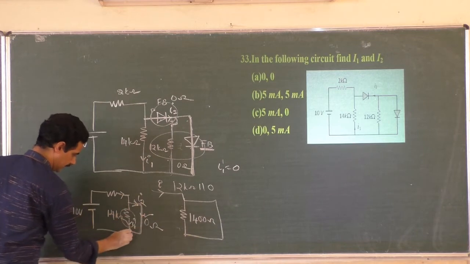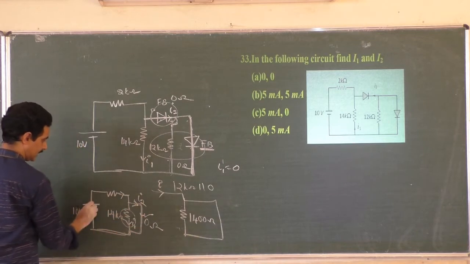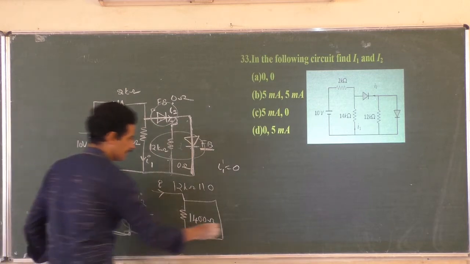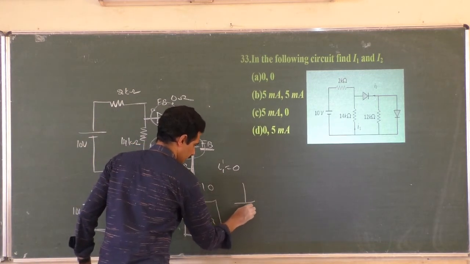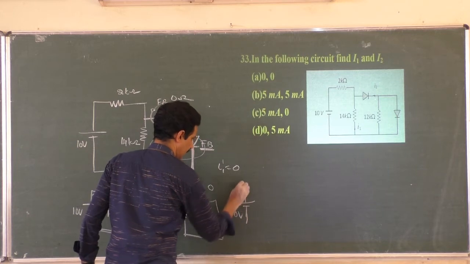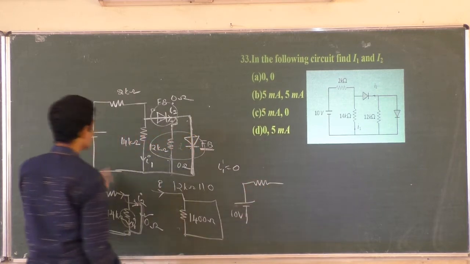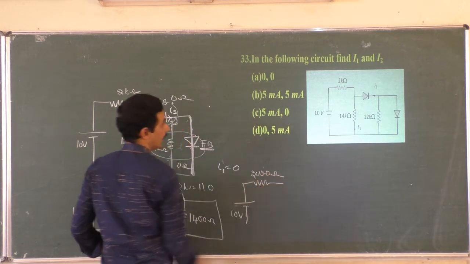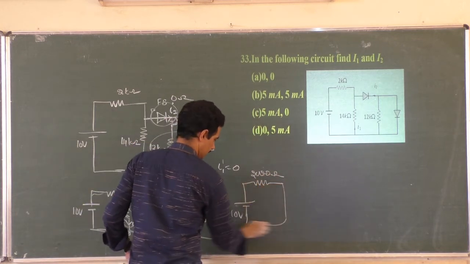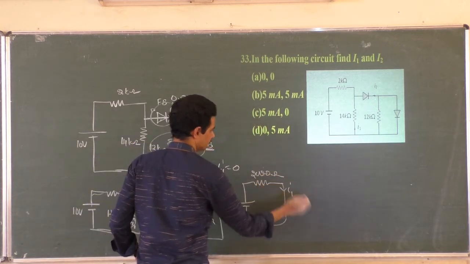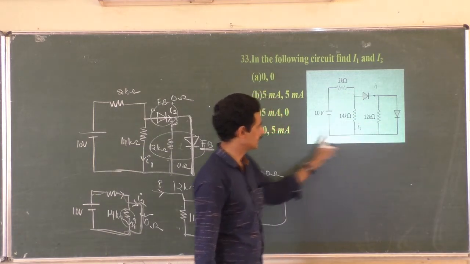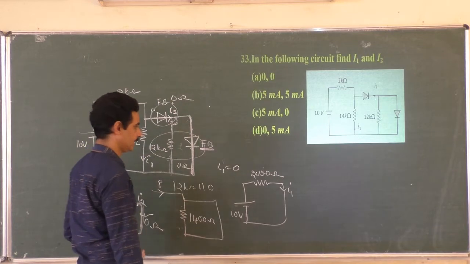What is the current through this wire? That is the current in the circuit, right? Now the whole circuit will be like this: 10 volt, and a resistor here, that is 2000 ohm, 2 kilo ohm, and the whole thing shorted, like this. This is I2, the current that flows through this shorted wire. Okay, so what is I2?